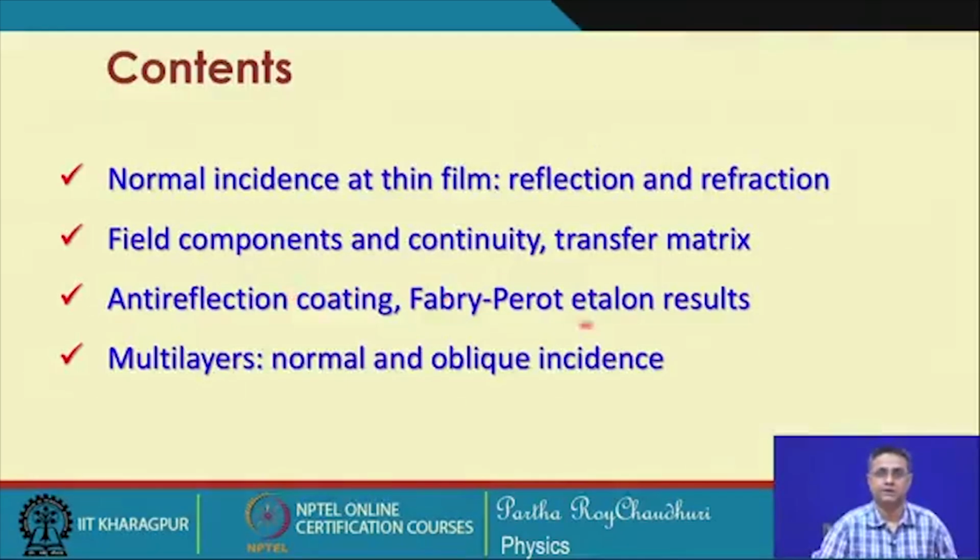We will discuss the Fabry-Perot etalon results which we have seen earlier. Then we will switch over to multilayers, normal and oblique incidence, interference filters, Bragg reflection, and so on.